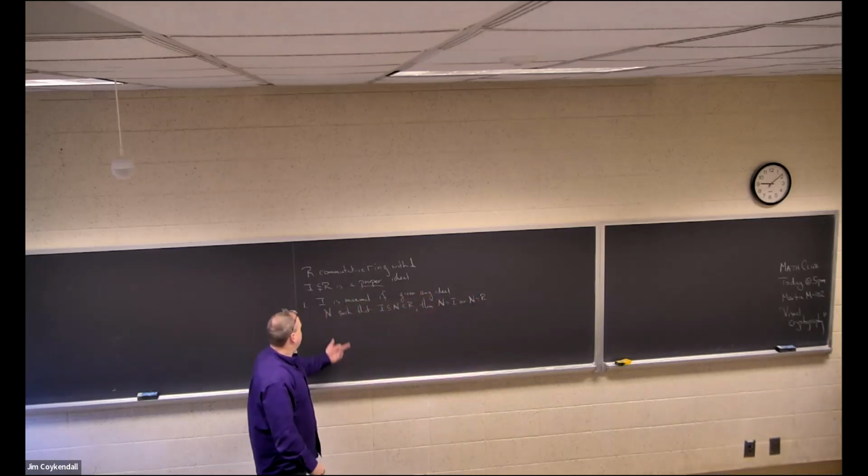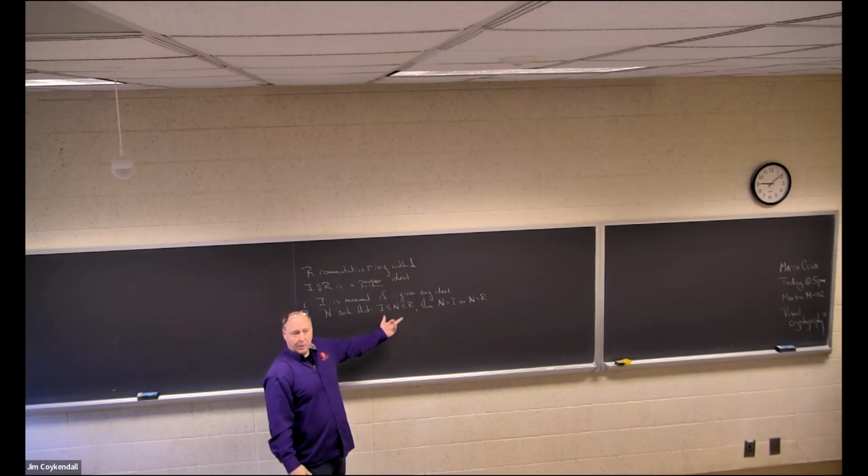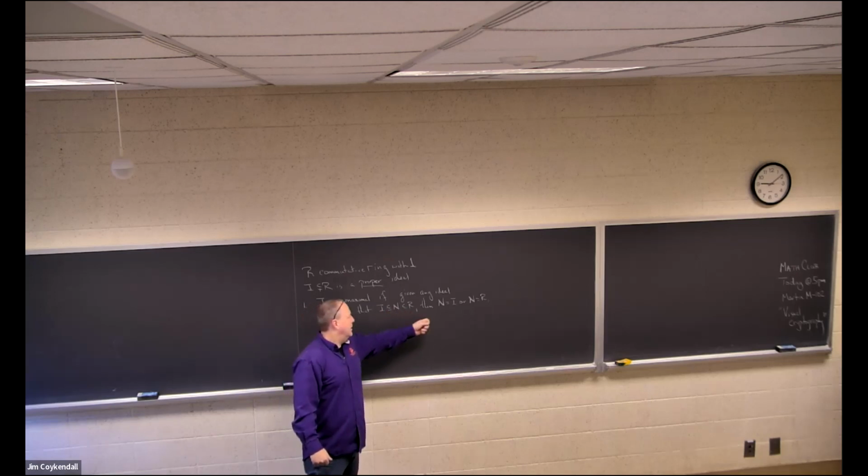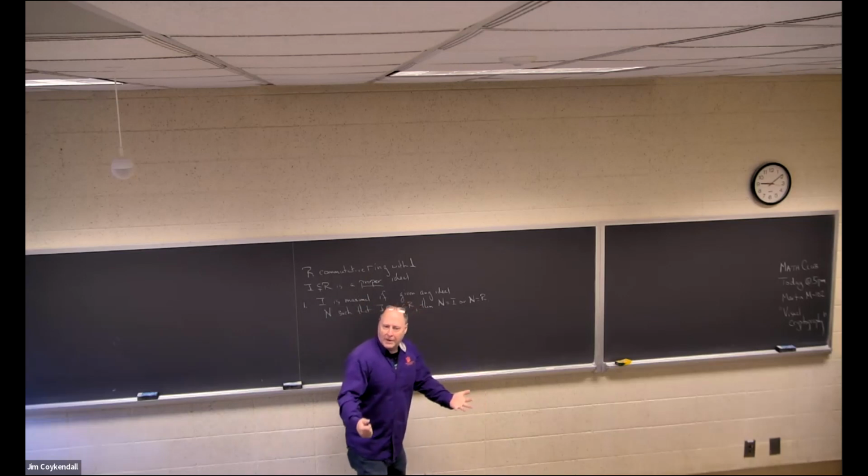So what it means to be a maximal ideal is it's as big as possible without being a whole ring. That means if you try to squeeze another ideal between I and R, then it's either I or R. There's no other way to do it.